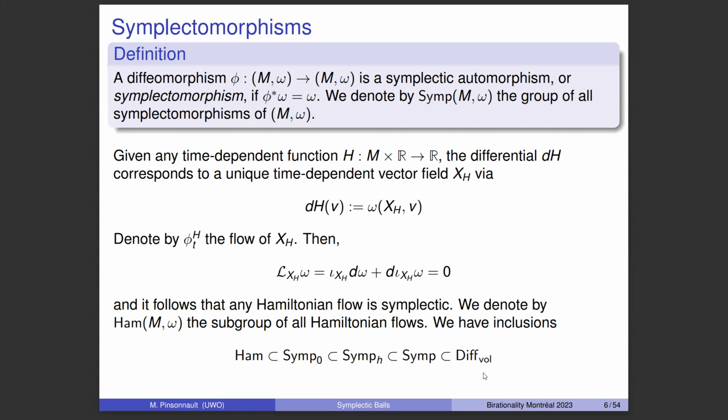And this subgroup by construction is connected, so it belongs to the connected component of the symplectic homomorphism group, which is denoted Symp0. This itself is inside SympH, which is for me the notation for all symplectic homomorphisms acting trivially on homology. And this in turn is inside the full symplectic homomorphism group. And because preserving a symplectic form means that you preserve the volume, all this sits inside volume preserving diffeomorphisms. Okay, so this is more to establish the notation than anything else.